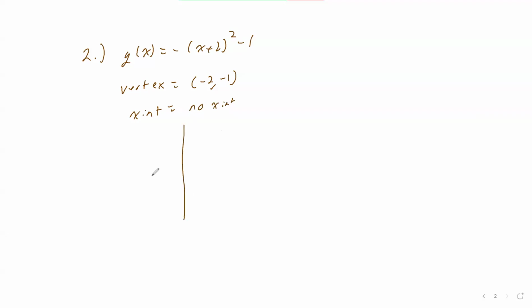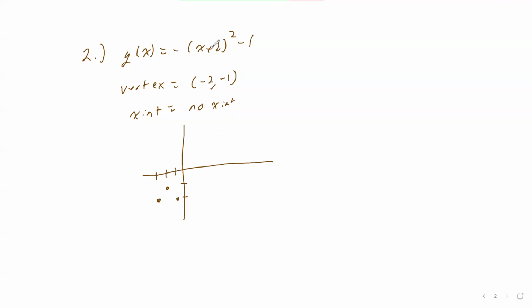And so when I try to graph this, I want to go 1, 2, down 1. It's negative, so I know it's going to open downwards. So I'm going to go over 1, down 1, over 1, down 1. Check yourself if you need to.